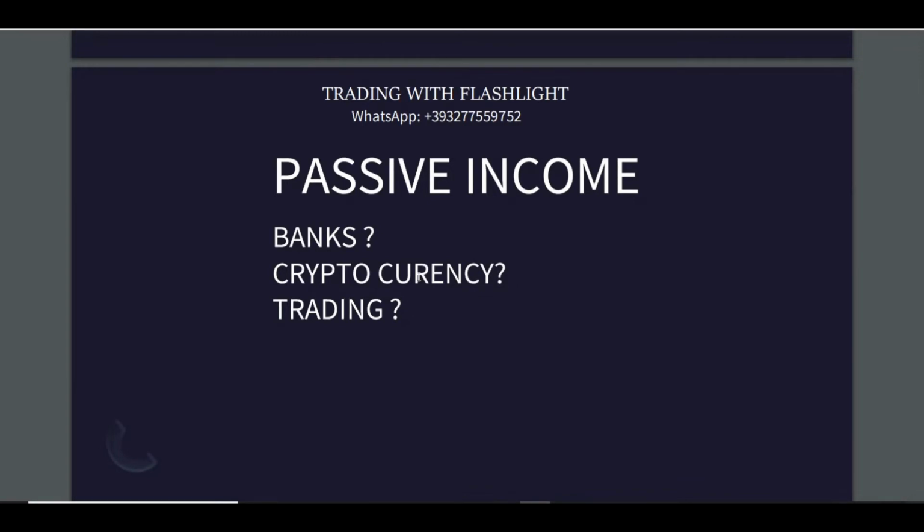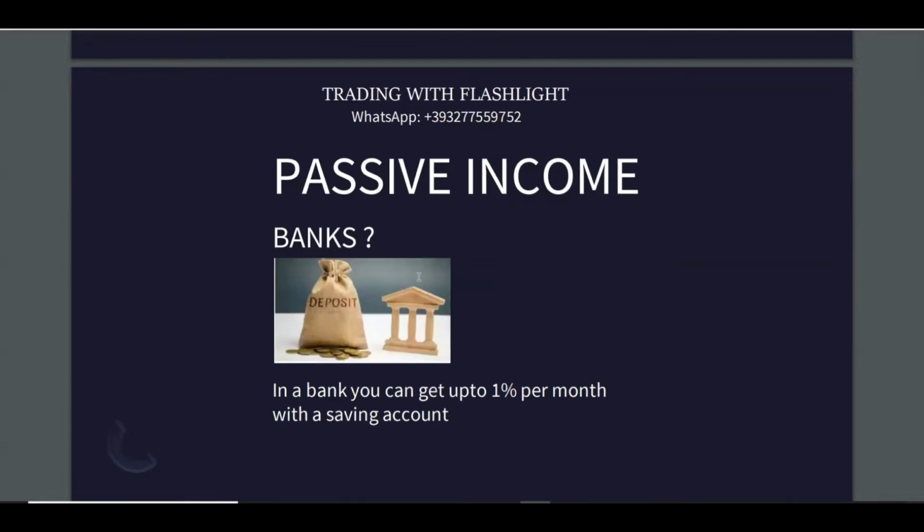So let's try to see for the banks first. Someone who puts money in a bank, in a saving account, you have in the best ones up to 1% per month. In some, it's less so. Some banks can help you reach up to 1% per month. So without any engagement, you just create a saving account. Let's say you put your $200 and each month you earn 1%.